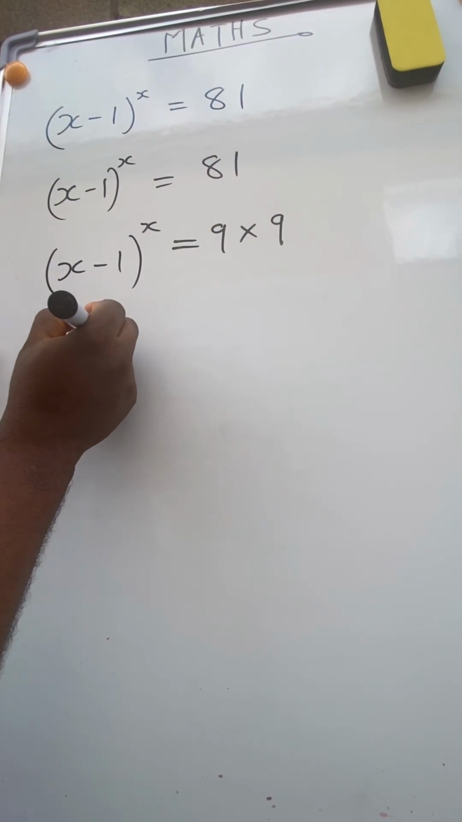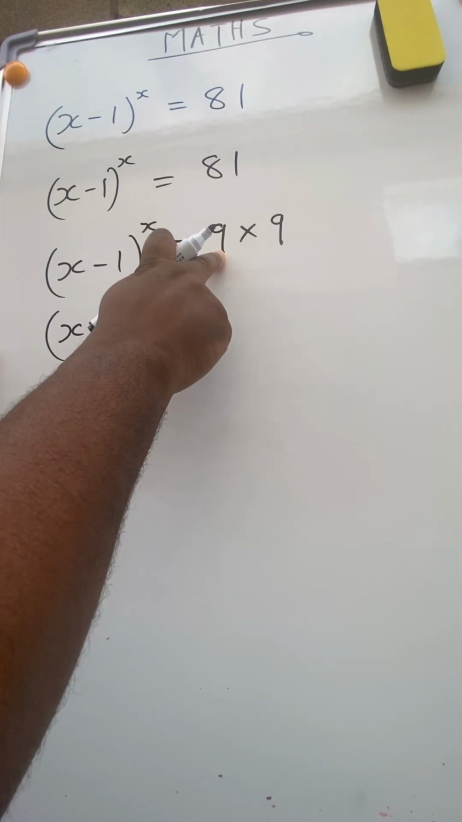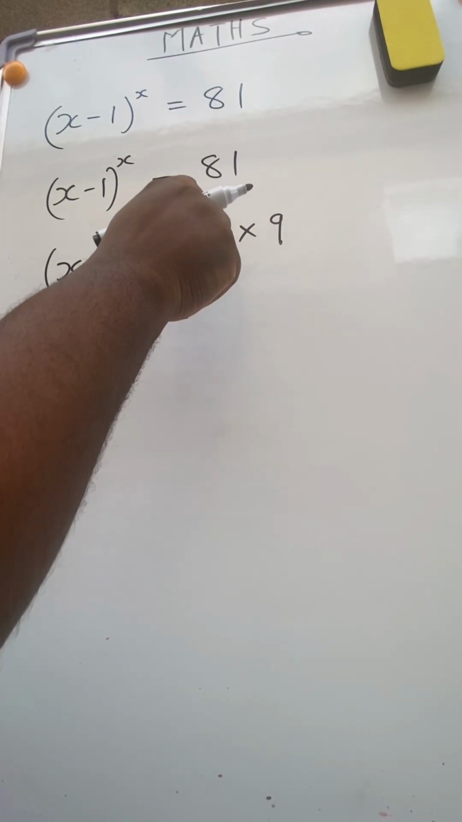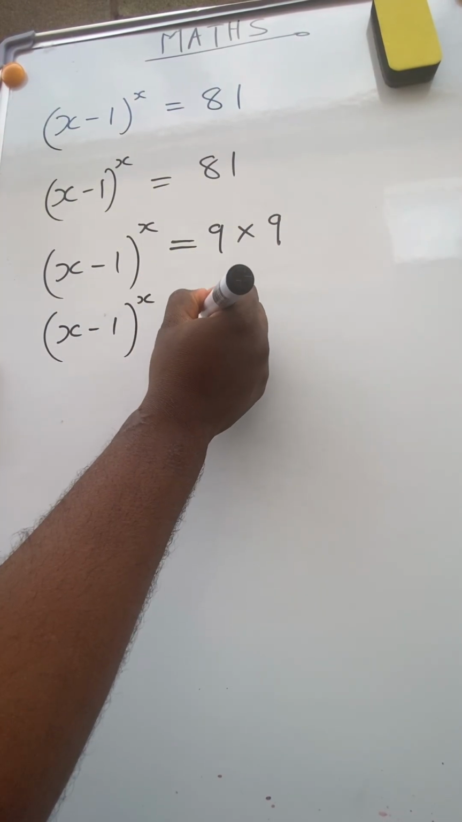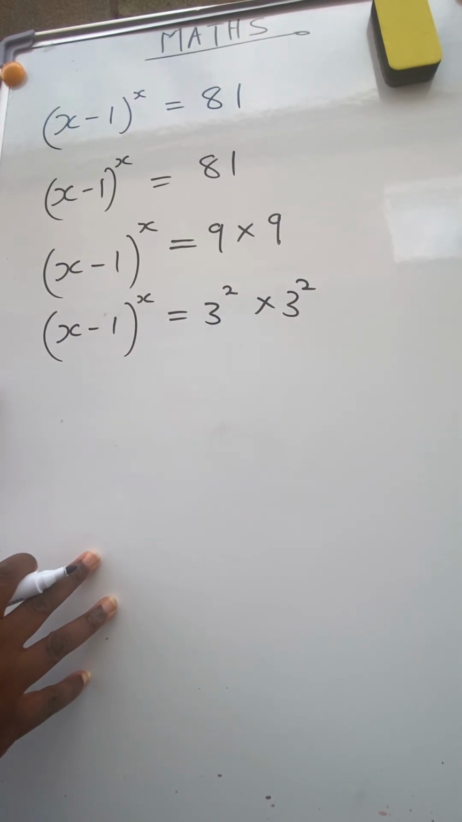And that means (x minus 1) raised to the power of x is equal to 9 times 9, which is equal to 81. But 9 can also be expressed in index form as 3 raised to the power of 2 multiplied by 3 raised to the power of 2.